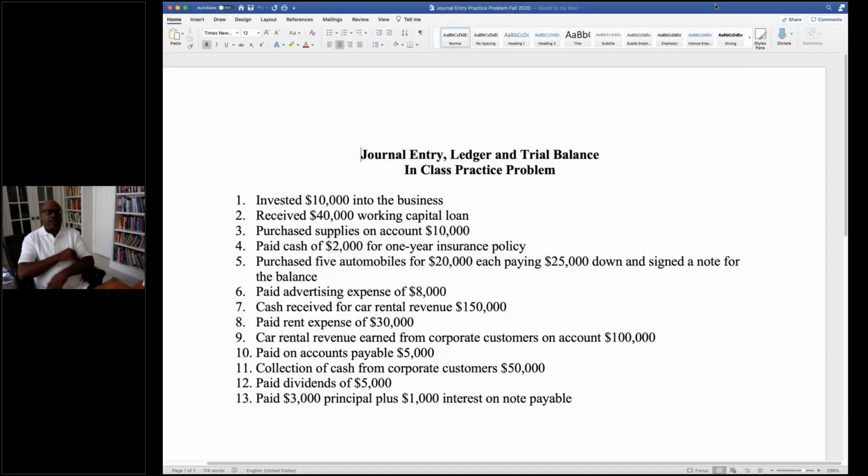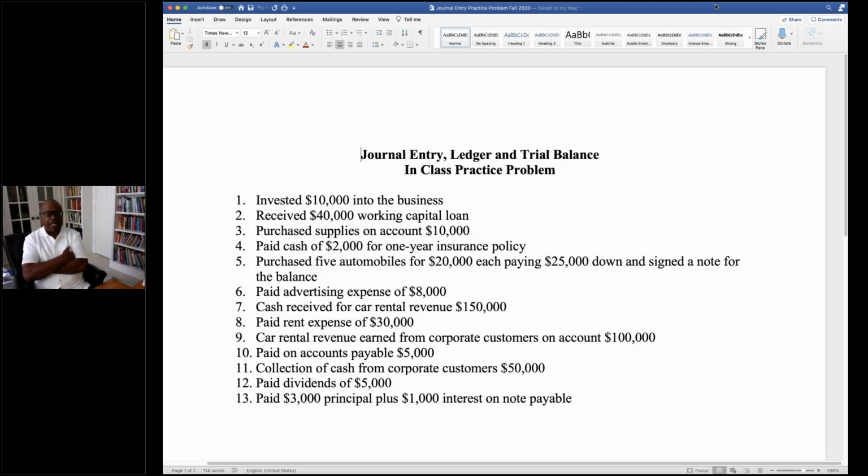Let's go back to our journal entry, ledger, and trial balance in-class practice problem. And we're going to move back to this problem and go through what we need to do in terms of preparing the financial statements and the closing entries.